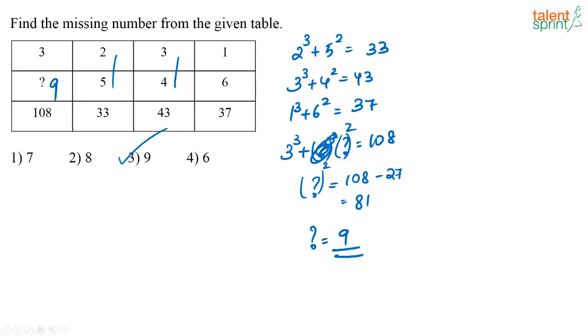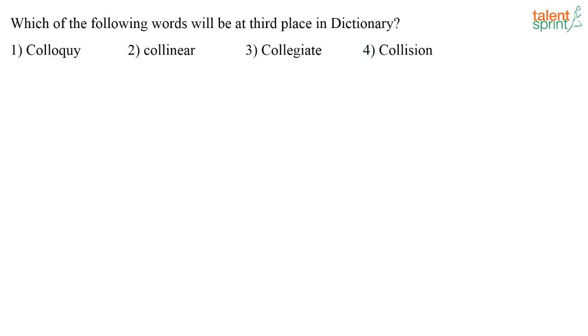Option 3. Next. Which of the following words will be at the third place in the dictionary? The first word that will come in the dictionary will be this one, COLLE. It starts with COLL and is followed by E. Now the next one that will come in the dictionary will be COLLI followed by N. So this will be in the second place.